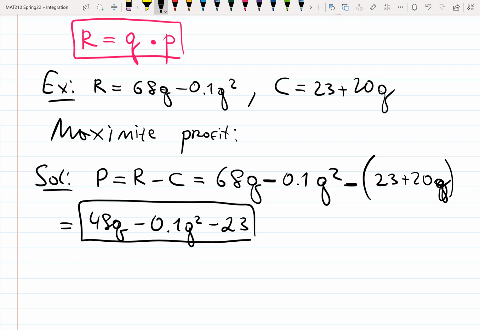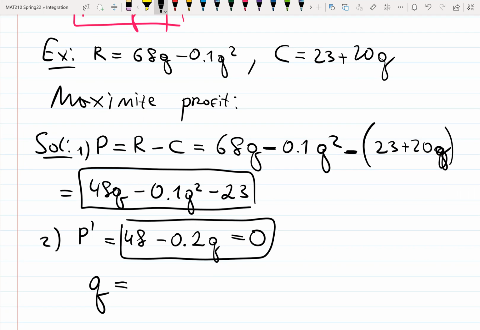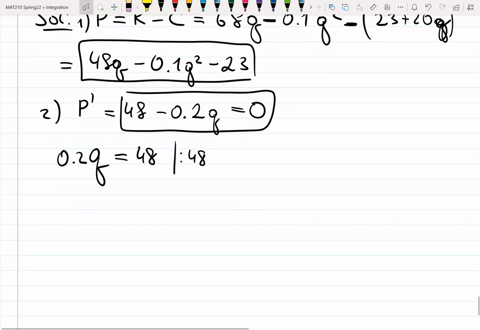Now, maximize the profit. So that's step one. Step two, find the derivative and set it equal to 0. That's exactly how we find maximum and minimum. Find the derivative: 48 minus 0.2Q. Set it equal to 0, and you have one critical point. Since it's the only critical point we have, and the profit was increasing and decreasing after that, that will give you the maximum. Solve for Q. 0.2Q equals 48. Careful solving it. Q will be 48 over 0.2. But dividing by 0.2 means multiplying by 5, so that's 240.